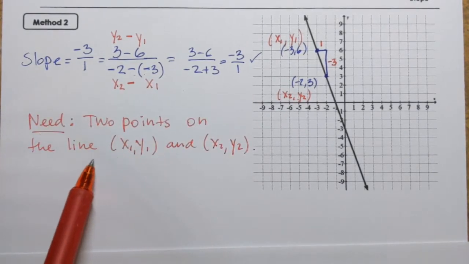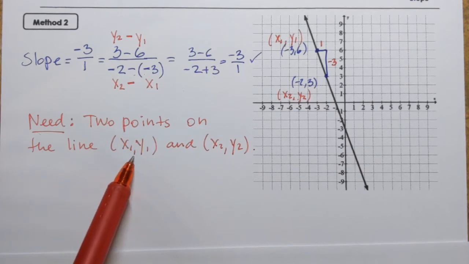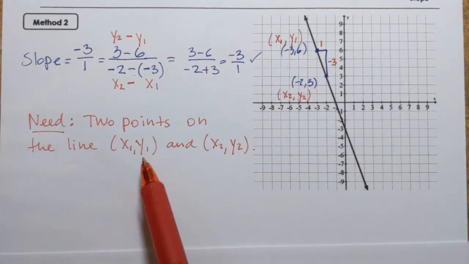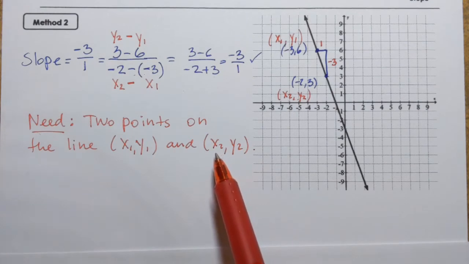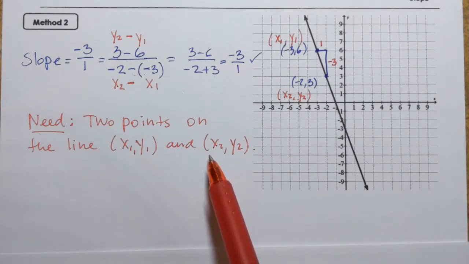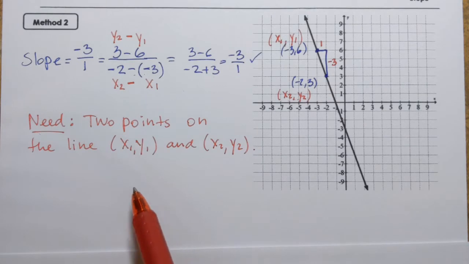So first of all, as already said, we need 2 points on the line, and we denote them as the first point and the second point. By the way, it doesn't matter which one we call first, which one we call second. And after that, this is how we're going to find the slope.